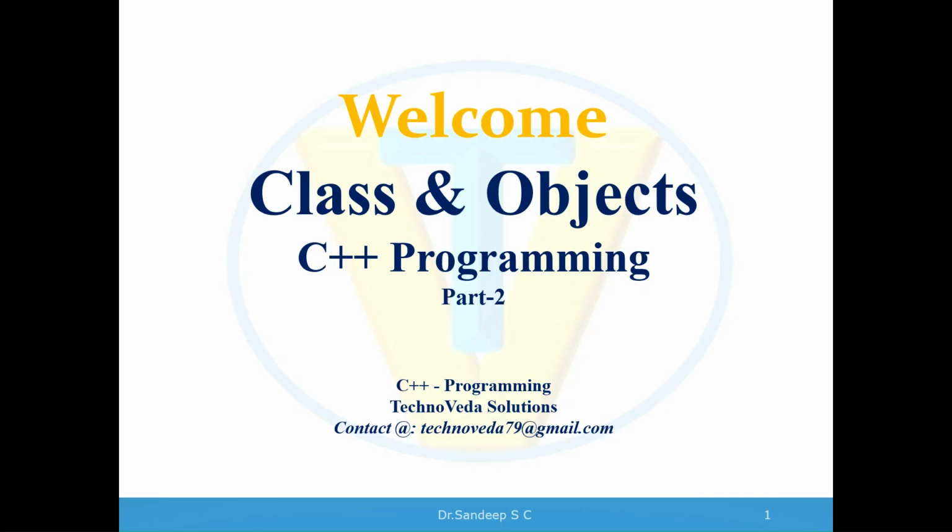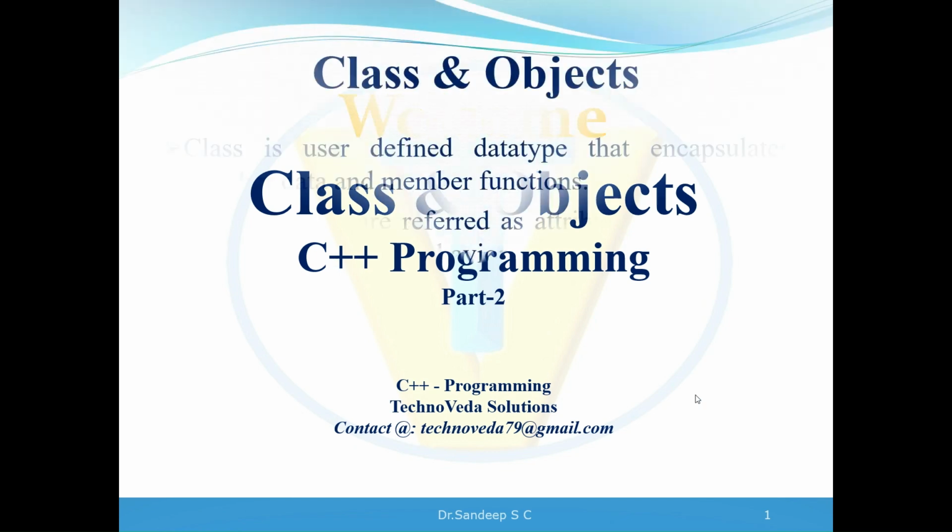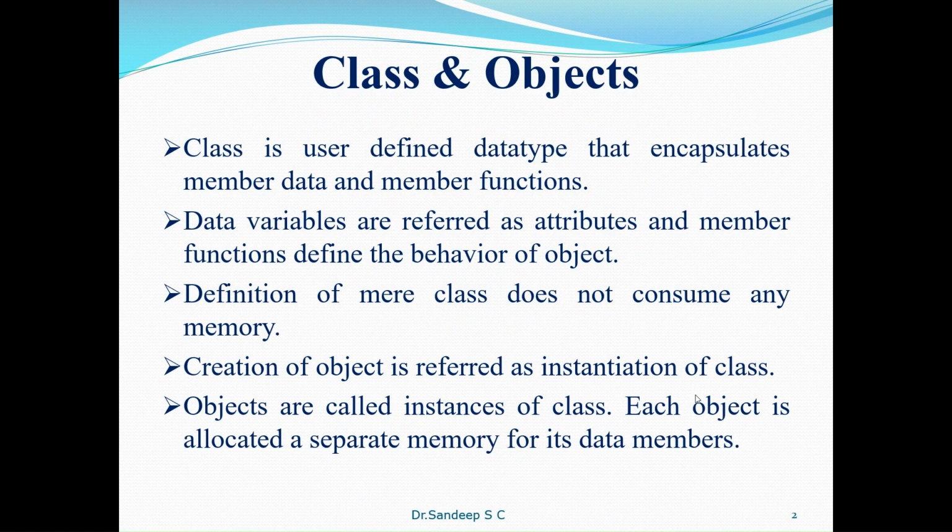In this video, we will discuss the concepts of class and objects with respect to C++ programming. Let's begin. Class and objects. Classes are user-defined data types that encapsulate member data and member functions. Both member data and member functions are defined inside the class, or the class encapsulates them.